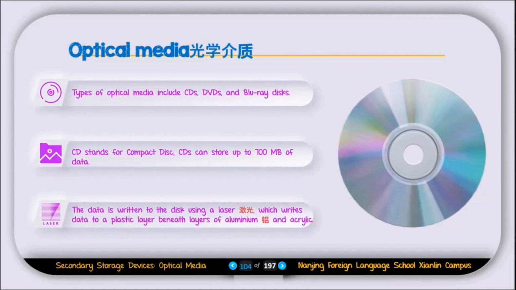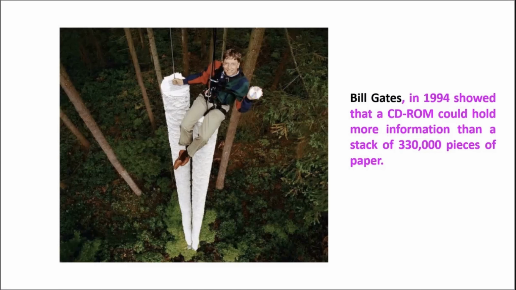The data is written to the disk using a laser, which writes data to the plastic layer beneath the layer of aluminum and acrylic. That's how it works. Here is a fun fact, you can read this one. Bill Gates showed how much data you can store on one CD in 1924. This many documents you can store on one CD.